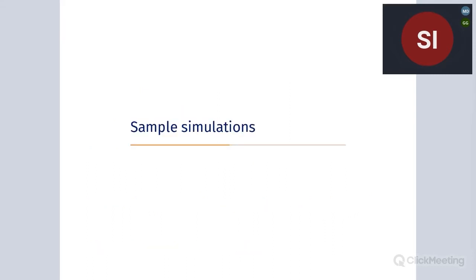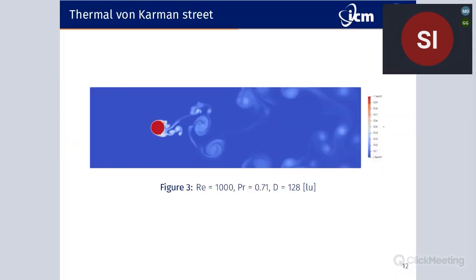Good. Now we have some sample results. First of all is the basic one. It's the temperature field. So this is just the advection-diffusion equation. And here we have an example of a von Karman state. So this is a flow around a hot cylinder.